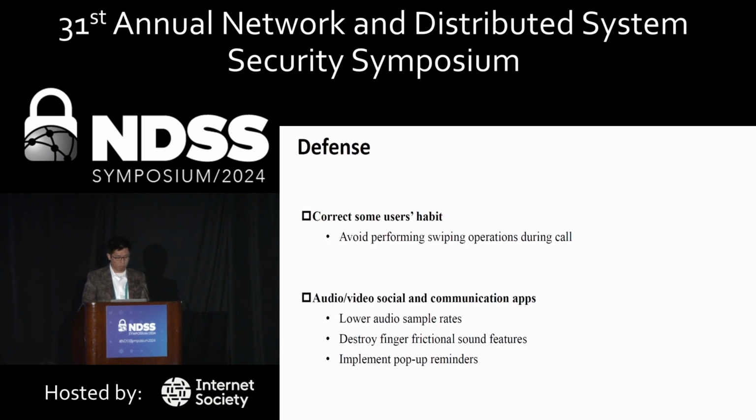So to sum up, for defense, there are two categories that can potentially defend against such an attack. First is correct user behavior. During video or audio calls, our suggestion is to try to avoid such unintentional swiping. I know it's hard, but to protect your sensitive information, you can try to prevent such swiping as much as possible. The other category is, while using this kind of audio or video social or communication app, to lower the audio sampling rate, which you can set in the system setting, or to destroy the fingerprint friction sound features using some audio post-processing technology to affect our signal extraction.